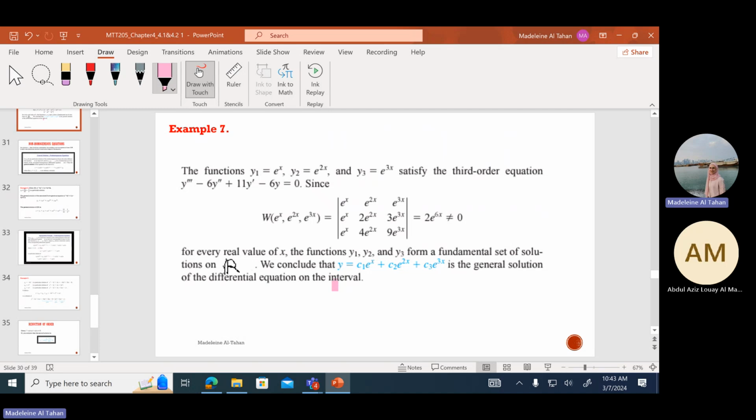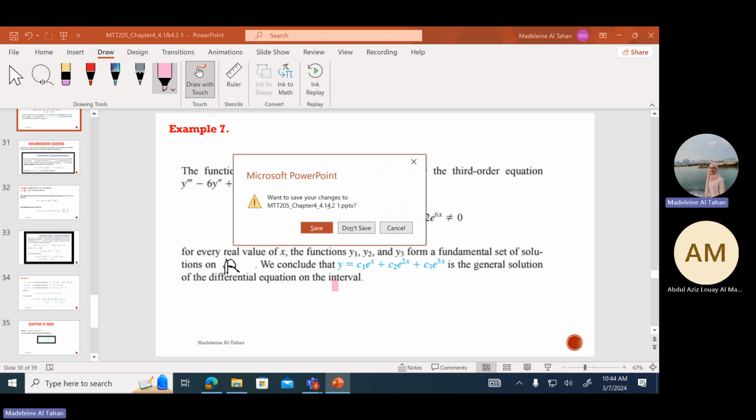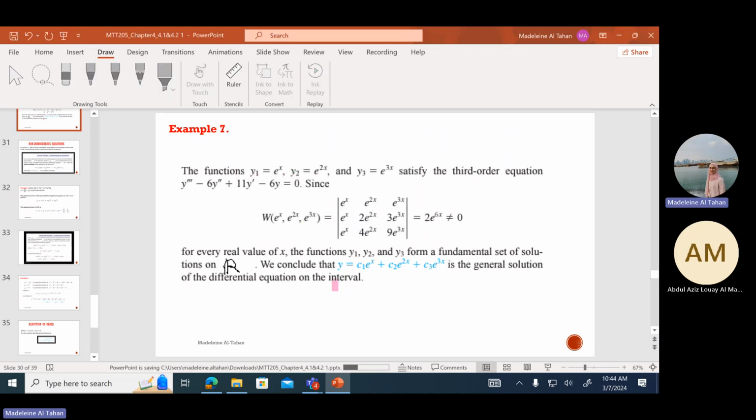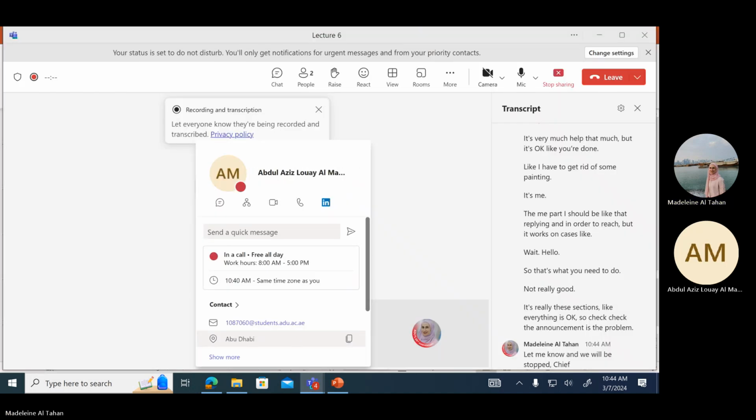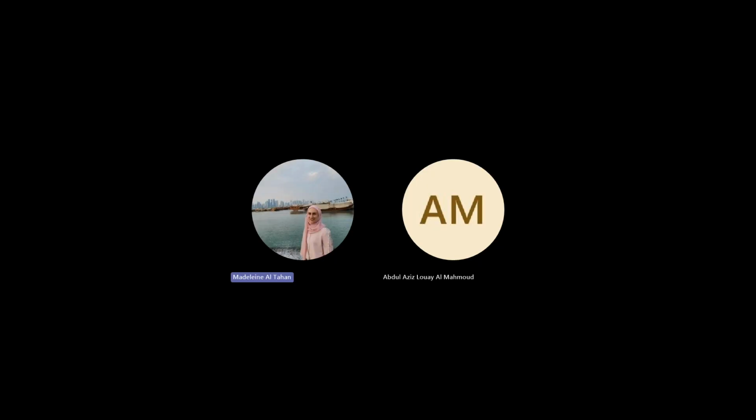It's written. Section 1.3, everything is written. So check the announcement. If you still face any problem, let me know and we will discuss. Not a problem.